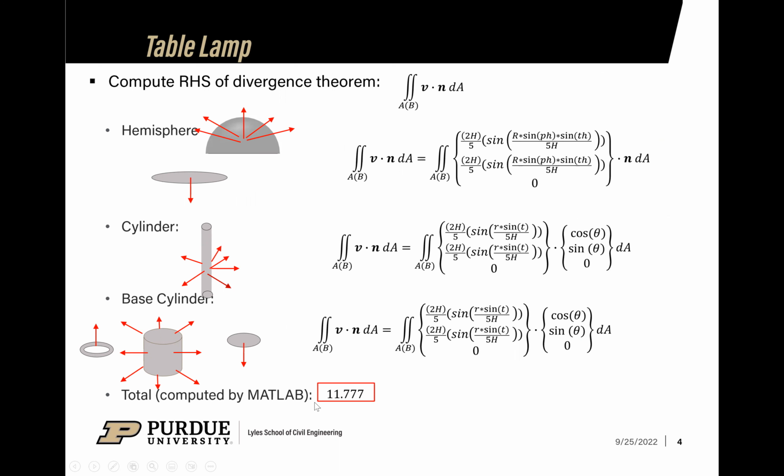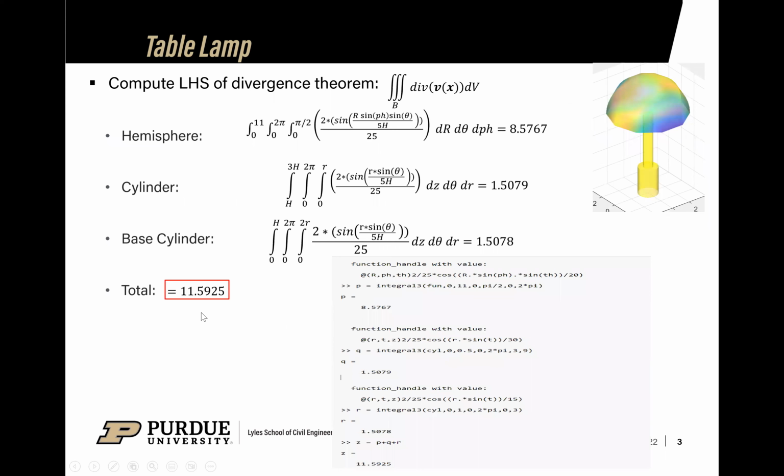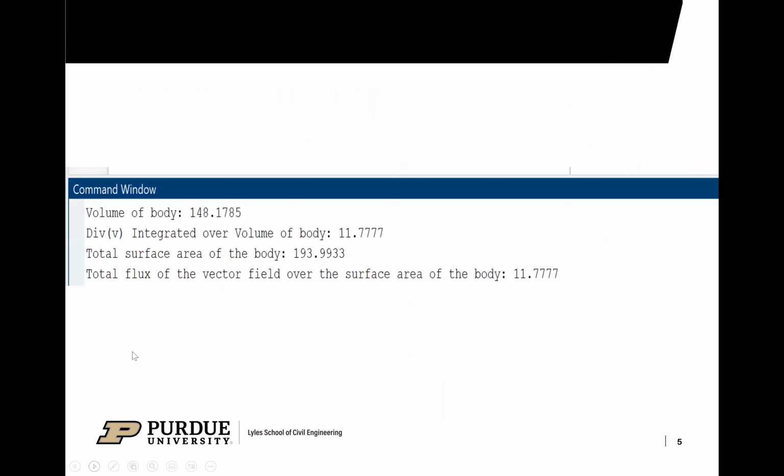So the total computed by MATLAB comes out to be 11.777, which is different from what I've obtained, which is 11.59. So it's just a 1% error, which is fine, I guess. So this is my MATLAB window output.